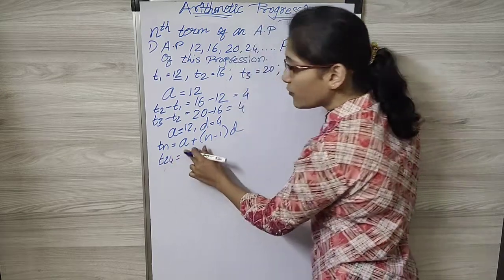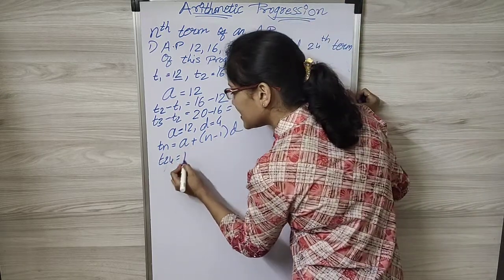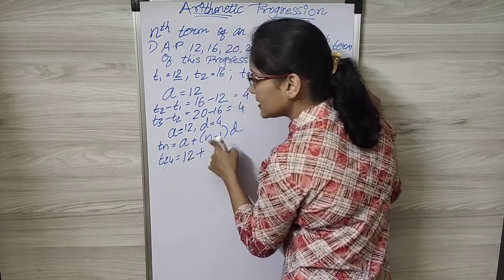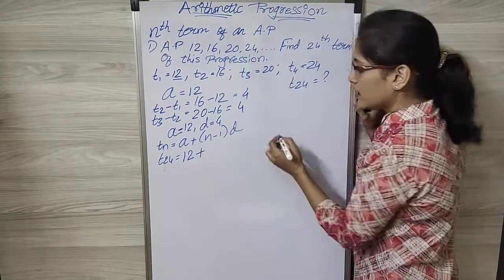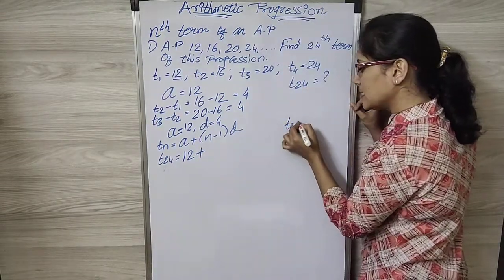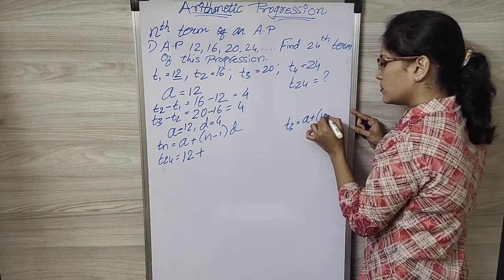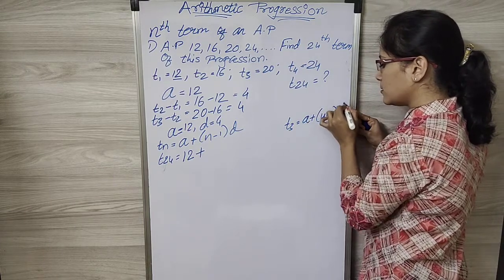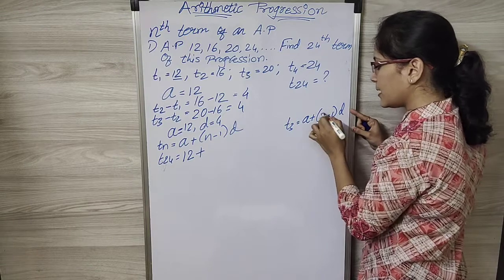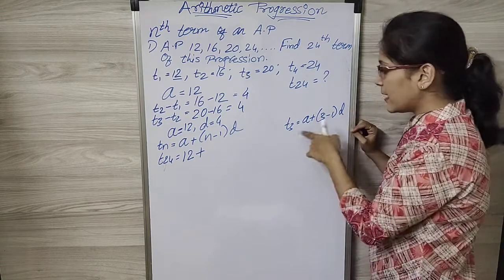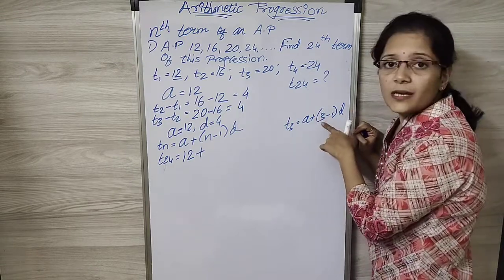T24 is equal to A, and I have the value of A. Obviously, yes, that is 12, plus n minus 1 d. I told you when I solved that T3 is equal to A plus 3 minus 1 d. This n and this n should be the same.